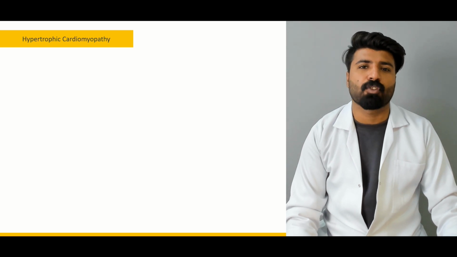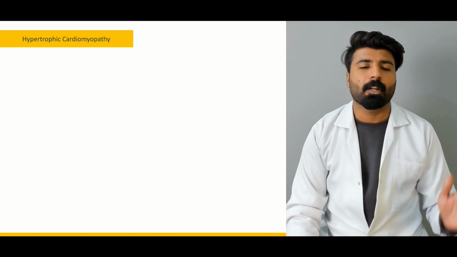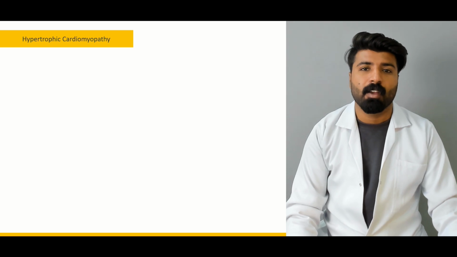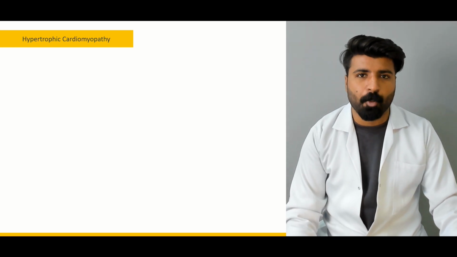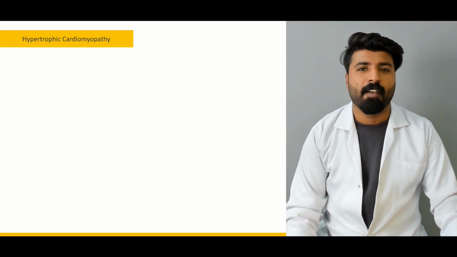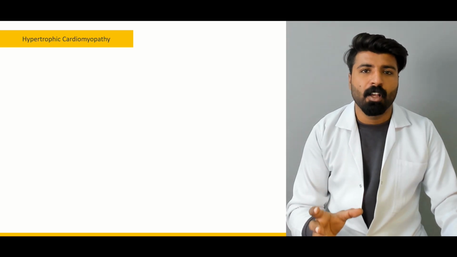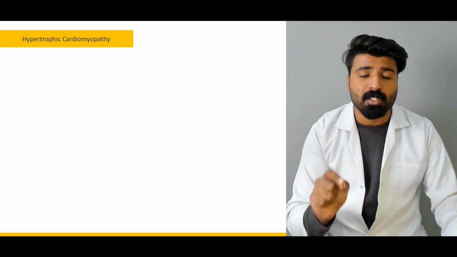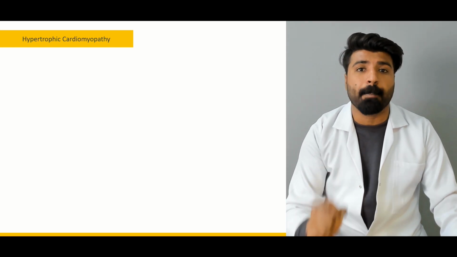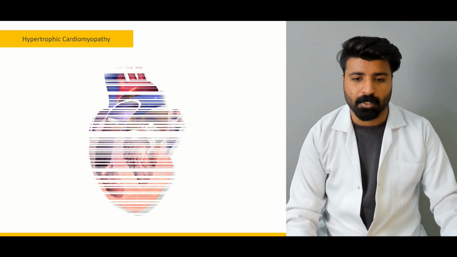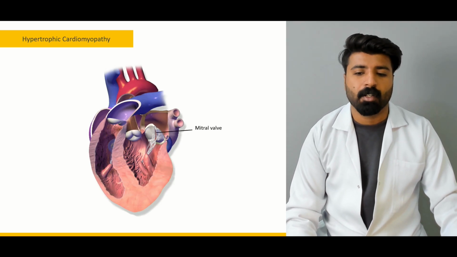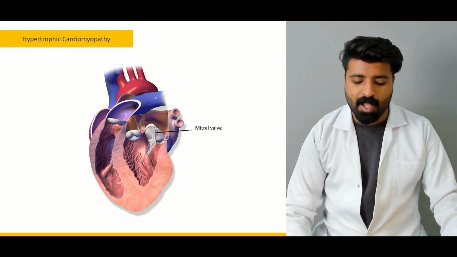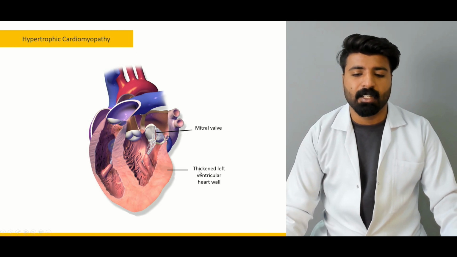Next we have hypertrophic cardiomyopathy. We talked about hypertrophic cardiomyopathy along with the pathogenesis of dilated cardiomyopathies. We talked about when those genes which are responsible for coding of actin, myosin, those heavy chains, light chains, get affected, they will lead to hypertrophic cardiomyopathy. Now, this is a normal heart. This is the mitral valve. This is a thickened left ventricular heart wall.